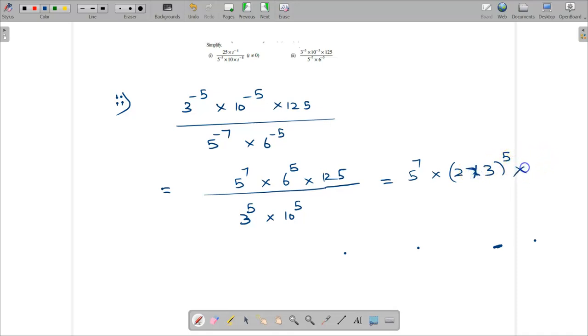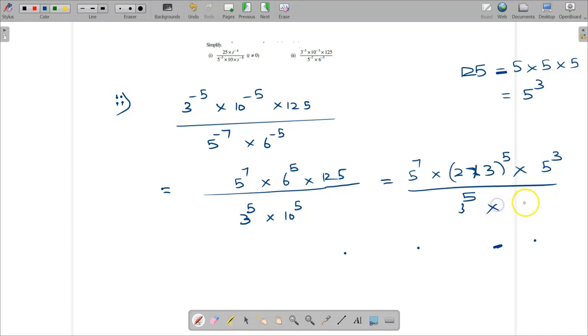And then into 125. How can I write 125? 125 is nothing but 5 into 5 into 5. 5 5s are 25, 25 5s are 125, which is nothing but 5 power 3, since 5 is repeated 3 times. So I can write 125 as 5 power 3, divided by 3 power 5, which I cannot split and remains the same. And how can I write 10? 2 5s are 10, or 5 2s are 10, the whole power 5.